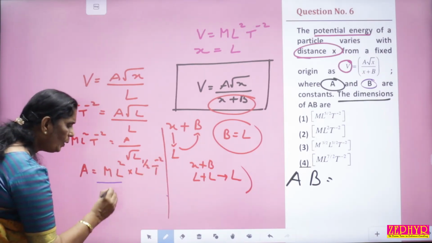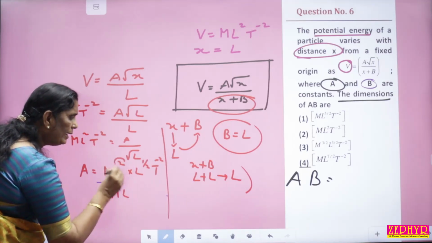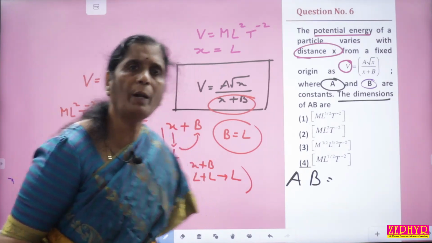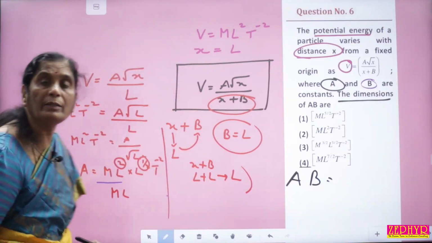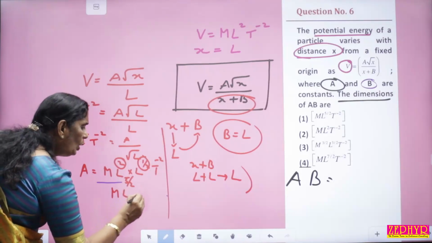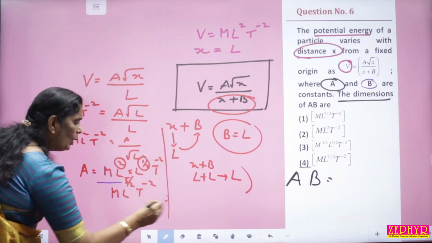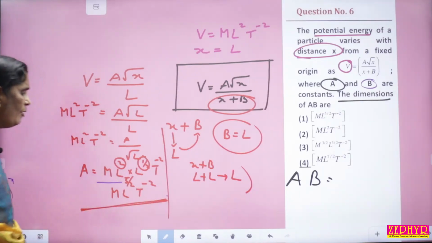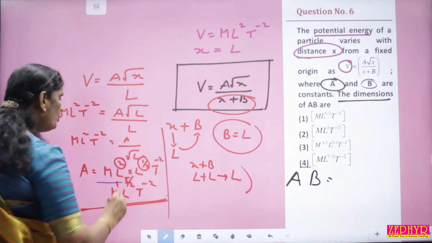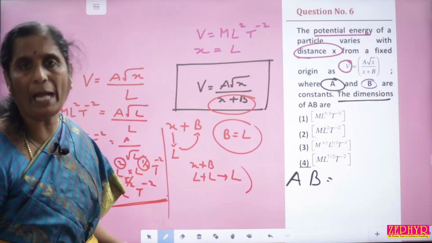When we simplify, the power of L is 2, and again the power of L is 1 by 2. L to the 2 plus 1 by 2 will be 5 by 2, into t raised to minus 2. So this is for A. For A, how much did you get? M raised to 1, L raised to 5 by 2, t raised to minus 2.